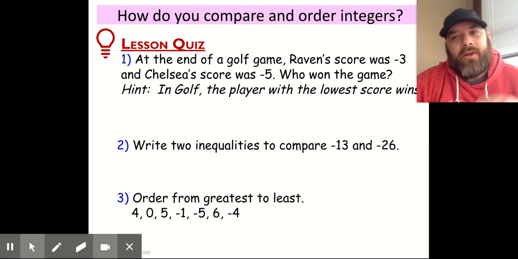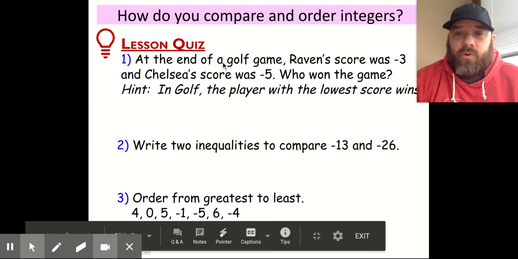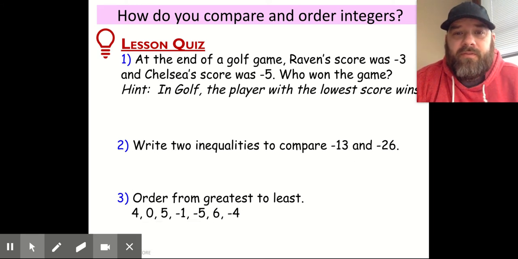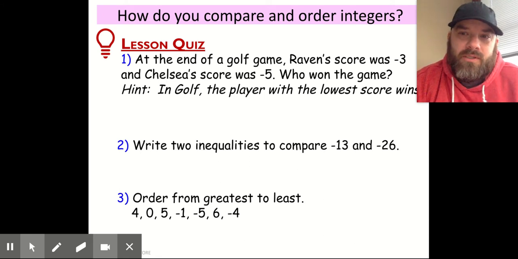All right, so this is a lesson quiz. You don't have to obviously turn anything in, but let's just go through the answers here. At the end of a golf game, Raven's score was -3 and Chelsea's score was -5. Who won the game? So here's a hint for golf, and this is maybe not the best question. In golf, the player with the lowest score wins. So golf's a weird sport. The lowest score wins. So which of these is the lowest score? Is it -3 or -5?